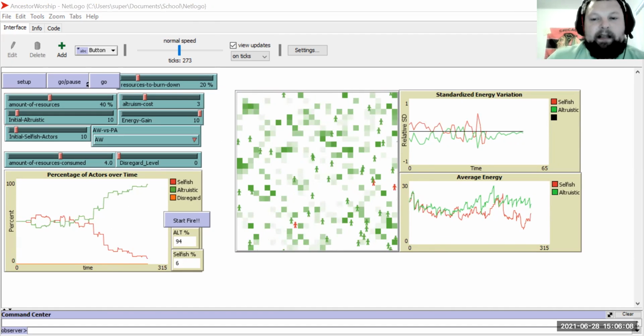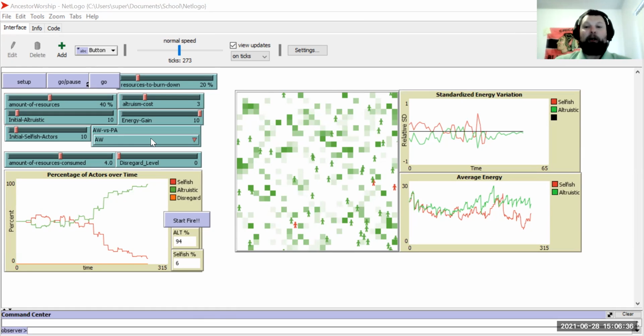This model shows that being selfless on its own, when I set this to PA or pure altruistic, is not adaptive enough to outcompete selfish agents. However, being selfless with others that communicate their acceptance of the same supernatural claim is adaptive enough to outcompete selfish agents. This ends the demonstration portion of the video.